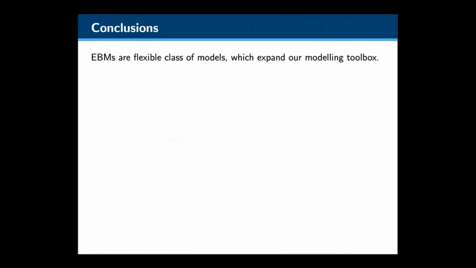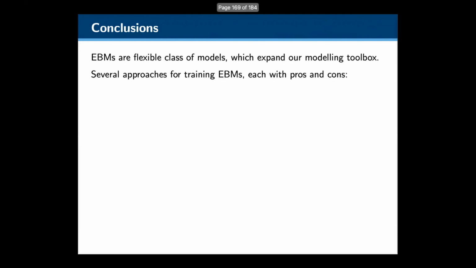Yeah, so in conclusion, we've seen generally EBMs are a flexible class of models, which would expand the modeling toolbox that we have. They're not constrained to be analytically tractable in terms of the normalization constant. So it will be interesting to know how to train them. And so there are several approaches for training EBMs, each with pros and cons. We've seen contrastive divergence, which makes training tractable, although it comes with a cost in, as James mentioned, stability, and also potentially still needing to run a Markov chain for a fairly long time.